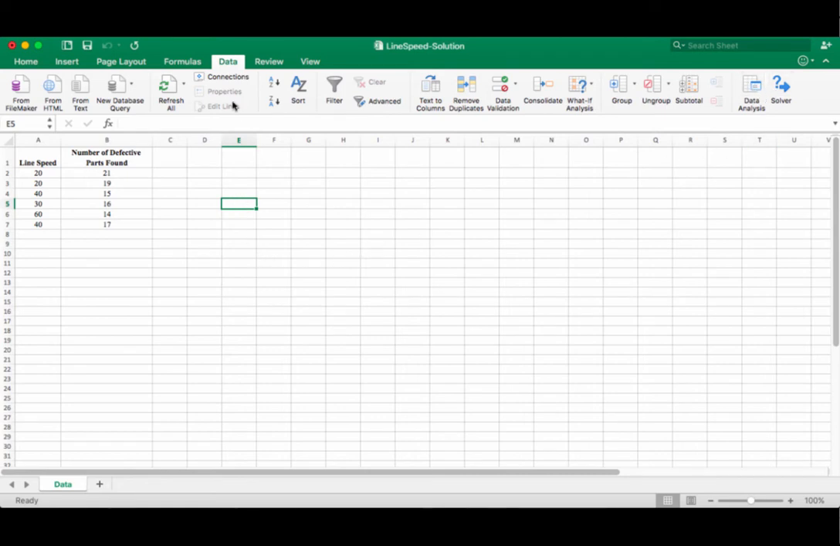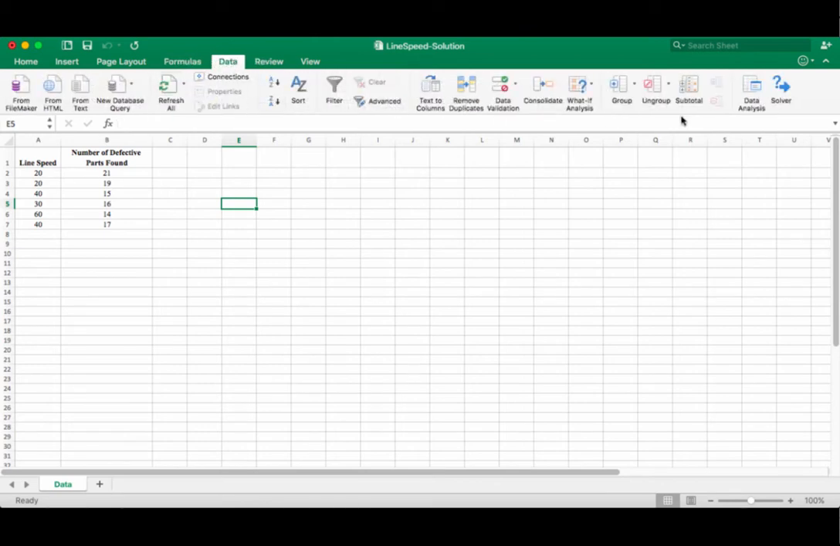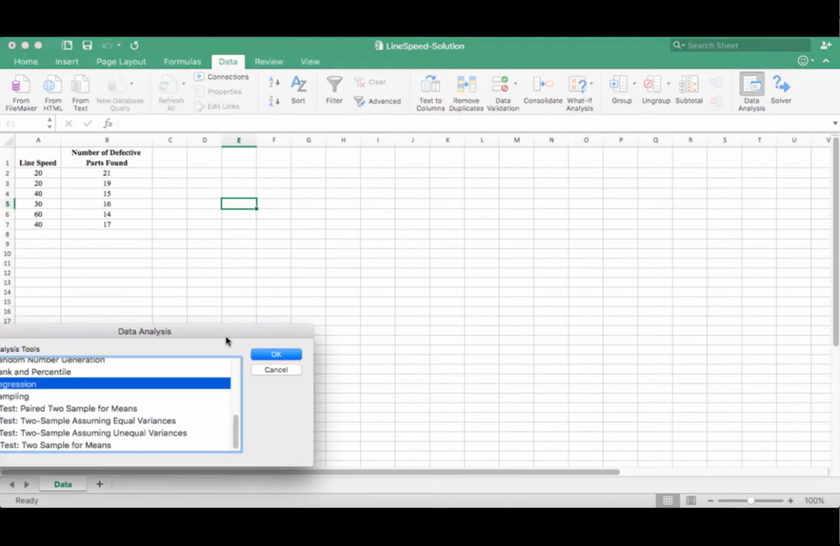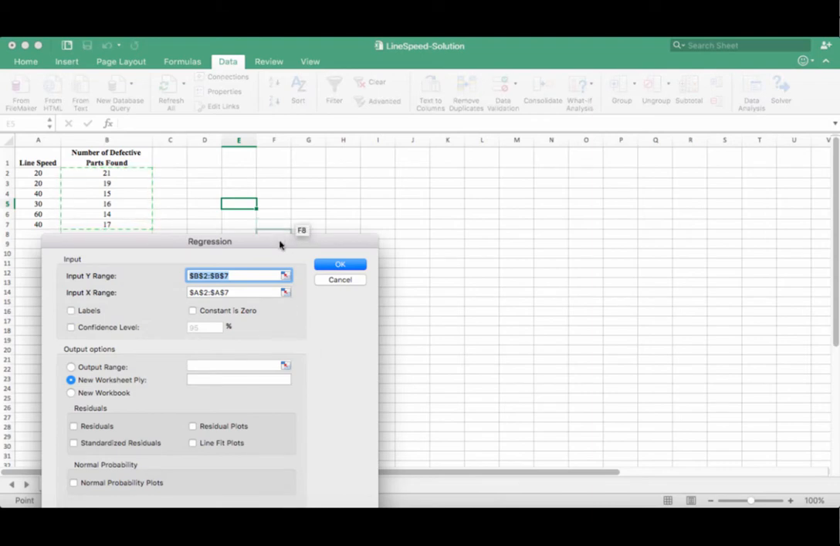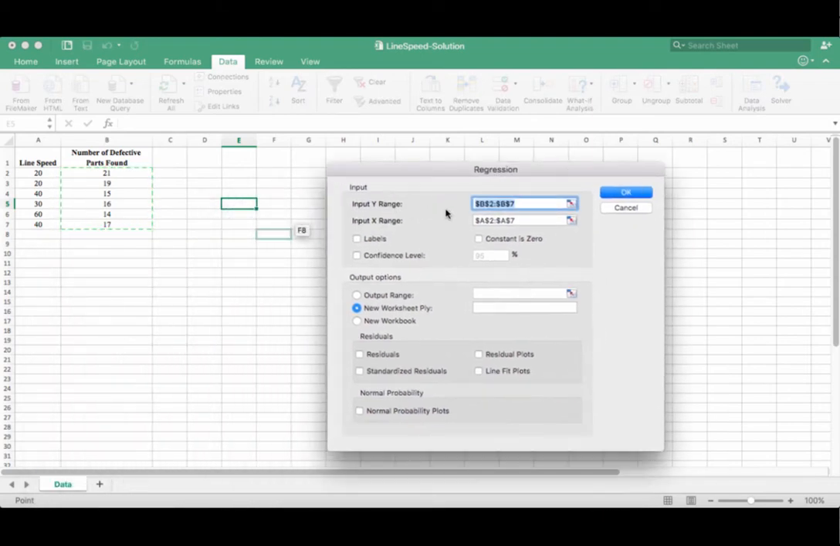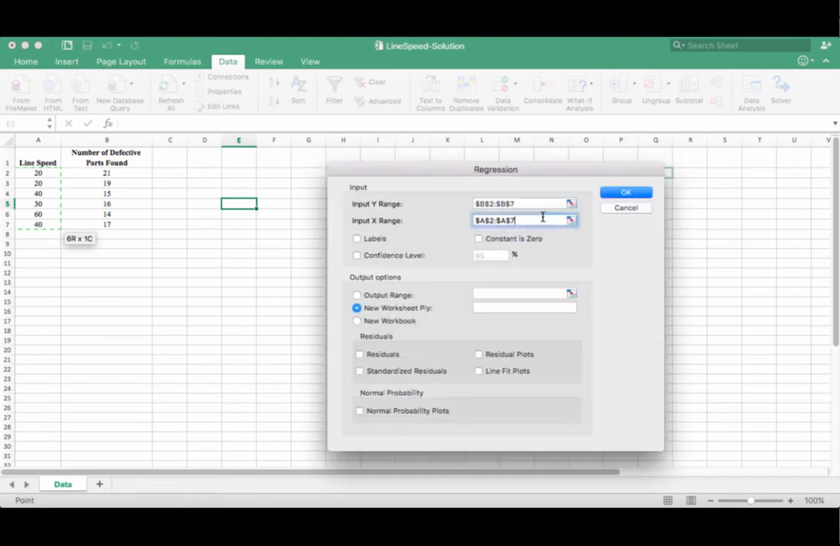What I do, so there are formulas, we have review, we have data, different icons. So I go to data analysis, and in data analysis, I pick regression, right? And in the regression, I have to use the Y input. So basically, I choose the Y input over here. Y is the dependent variable, and I can use the line speed as independent variable, X input, X range.